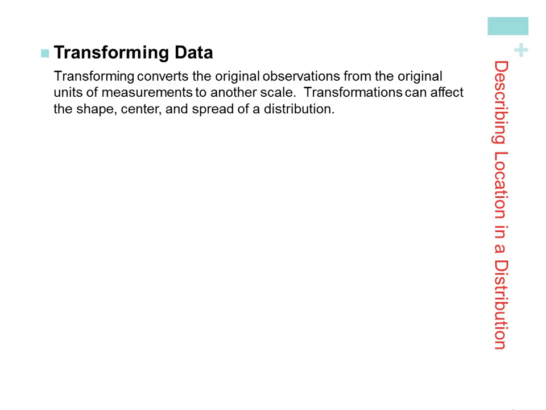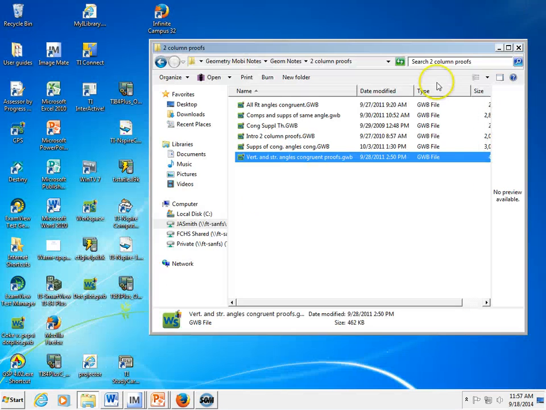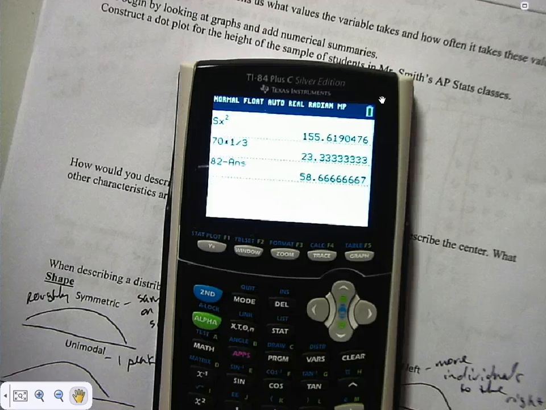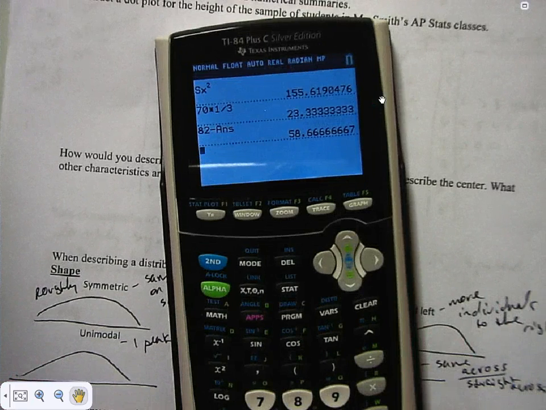Okay? Transform converts the original observations from the original units of measurement to another scale. Sometimes we want to change units, like we did with the arm length, right? The question for your arm length was, if I wanted to report all of your measurements in centimeters instead of inches, then I have to multiply all of your data points by 2.54. What would happen to your measures of center and spread? Well, one thing that we did not address in this note packet is shape. What happens to shape and positioning, right? Well, let's think about this common sense-wise first, right?